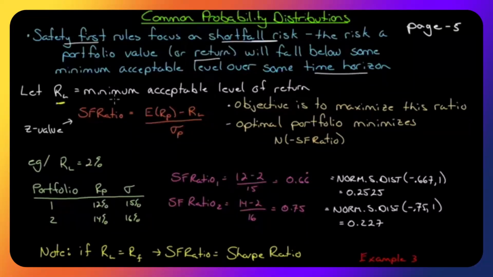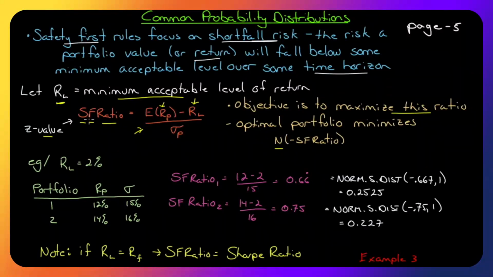Let R sub L equal the minimum acceptable level of return that we would want. The SF, safety first ratio, which will be a z-value, by the way. This formulation here returns a z-value. Look at what we have in the numerator. We have the expected return on the portfolio minus the minimum level that we want. That is the distance between the two, divided by the standard deviation. That will give us a z-value. The objective here is to maximize this ratio. And the optimal portfolio will minimize the probability.